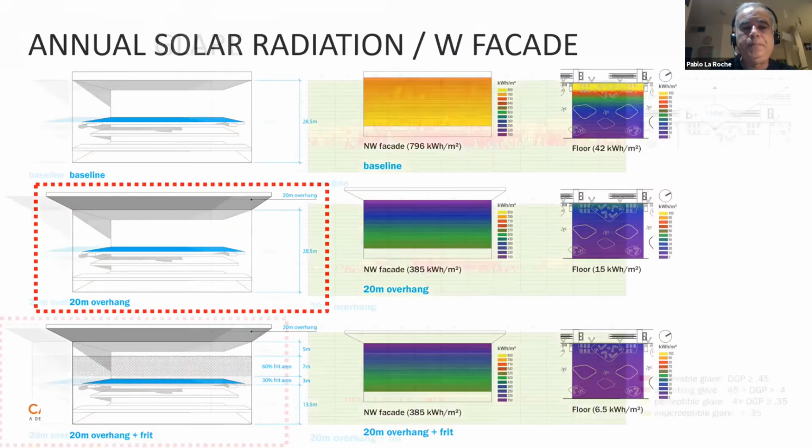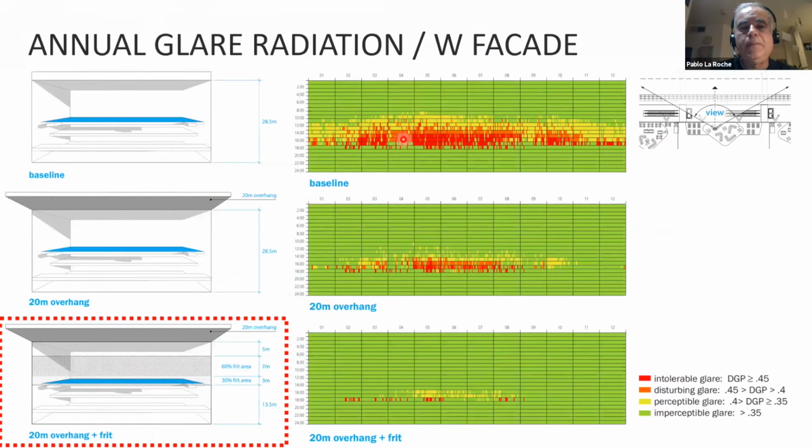Then we added frit. This glare study is showing you a person sitting in the waiting area, looking outside towards the west, looking to see if his plane arrived or not. If we have no shading, we have quite significant glare. When we add the overhang, we're reducing the glare. And if we add some frit on the glass, we're almost completely reducing the glare effects for a couple of hours in the late afternoon.